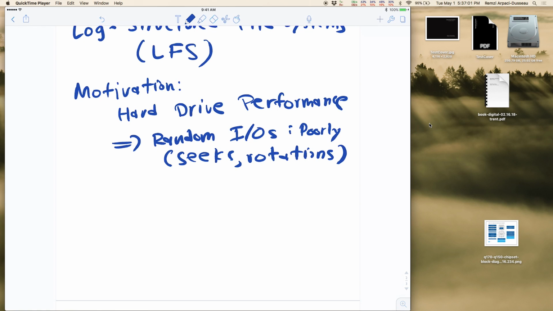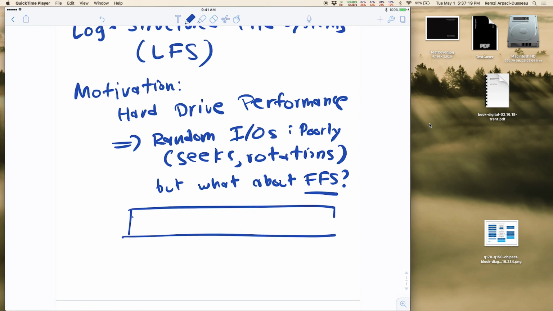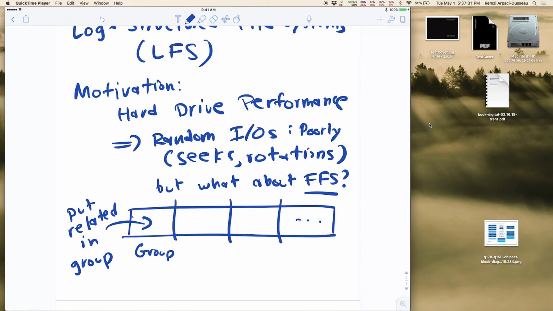If you remember, we talked about this one file system called the fast file system, which tried to structure things on the disk, lay out files on the disk such that you would maybe minimize your seeks. So FFS, if you recall, took the disk and chopped it into groups, and maybe there's many groups, so this is a group. And then it tried to put related things in a group, and then conversely spread unrelated things across groups, right?